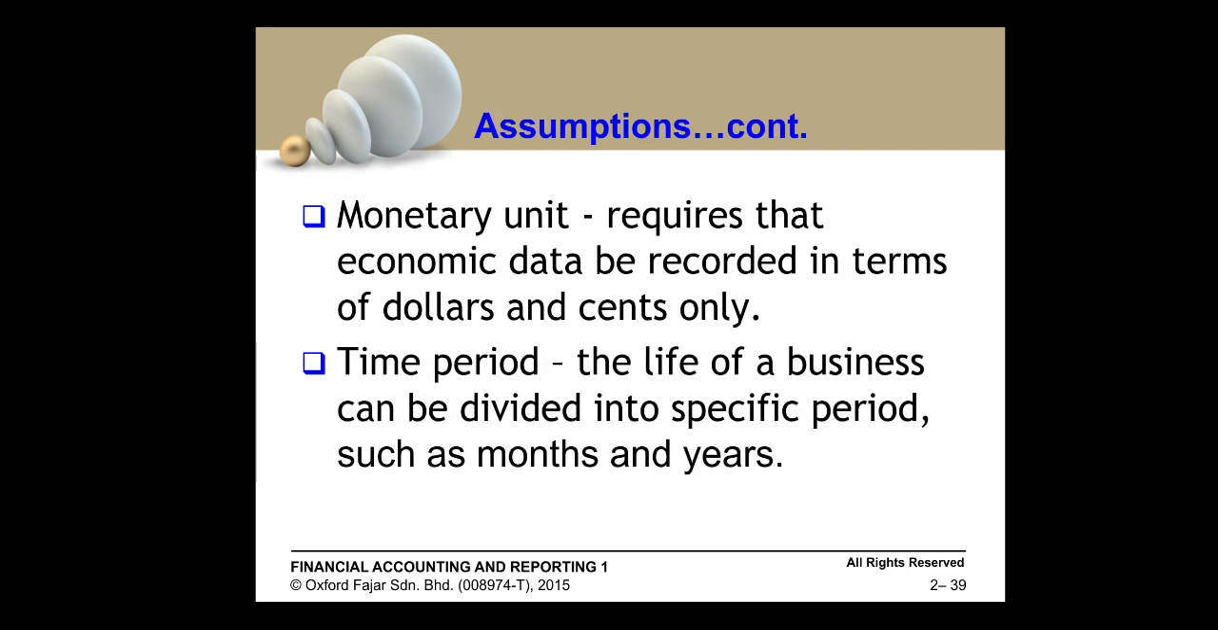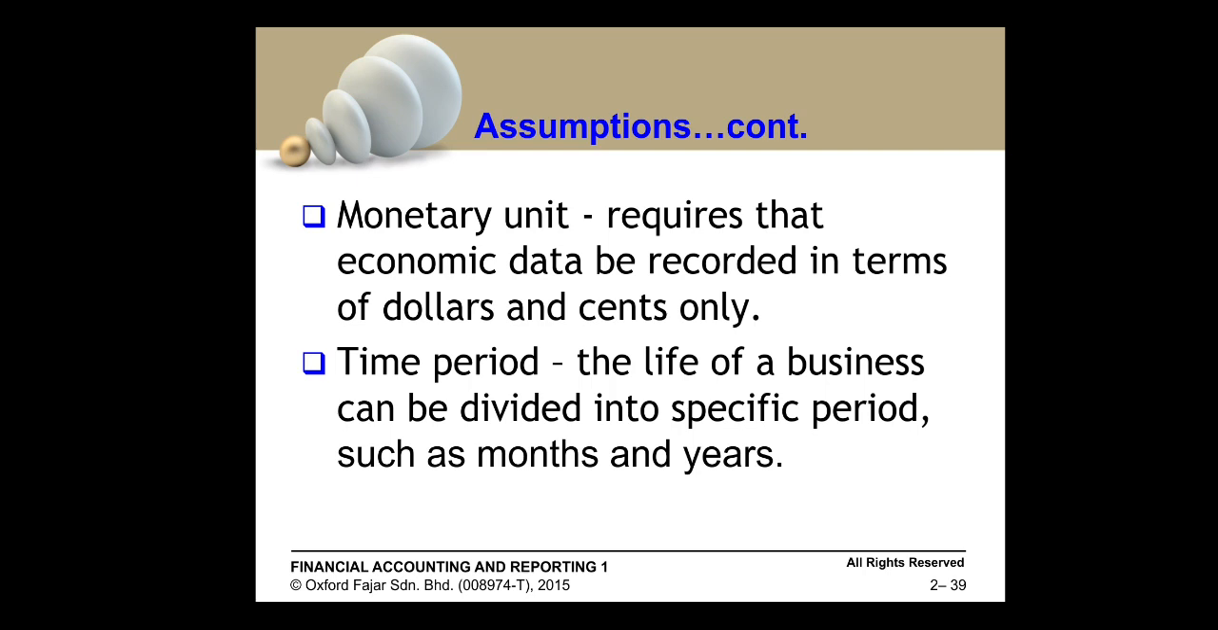And then we have time period assumption. This assumption says the life of a business can be divided into specific periods such as months and years. Okay, remember before in the previous slide we have a going concern assumption. That assumption says we assume that the life of a business will continue in the future. But here, the time period assumption says the life of a business can be divided into periods such as months and years. Okay.